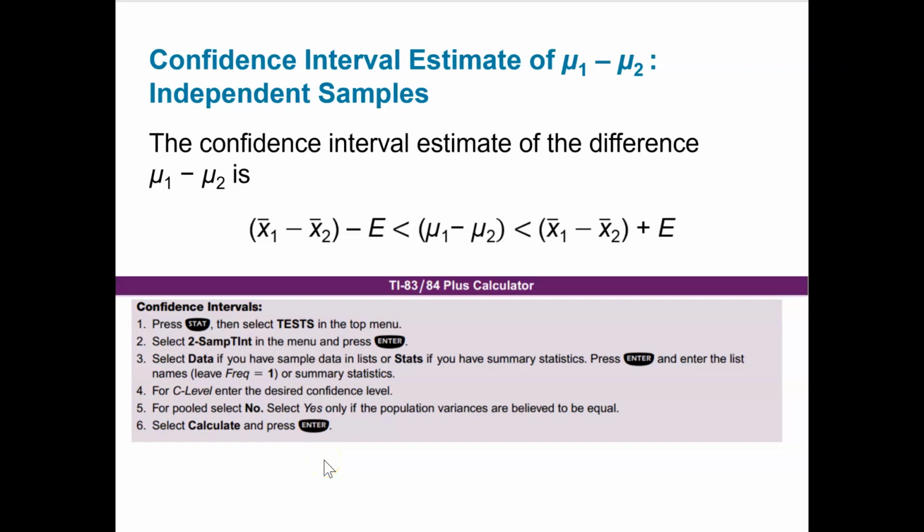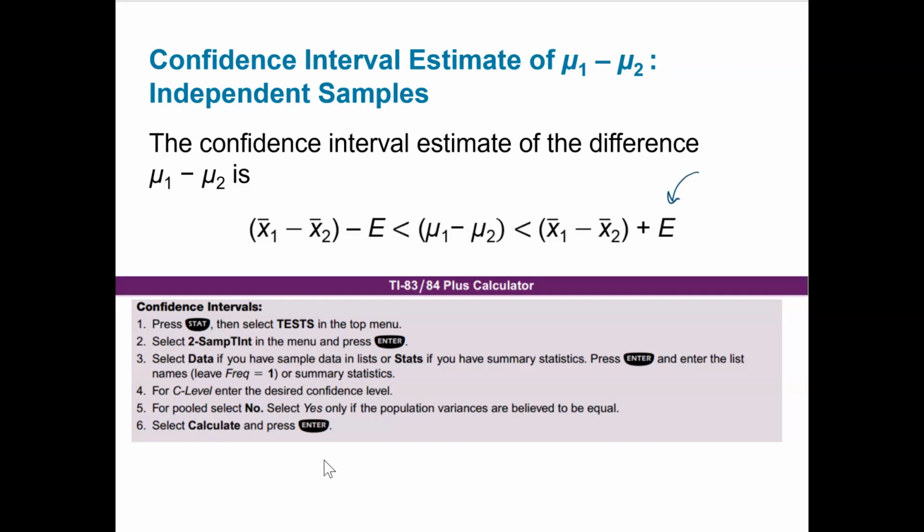Welcome back to section 9.2, part 2. We'll be doing confidence interval estimates for two independent samples. For the confidence interval, we'll be using the TI-84, but I just want to bring your attention to the margin of error.